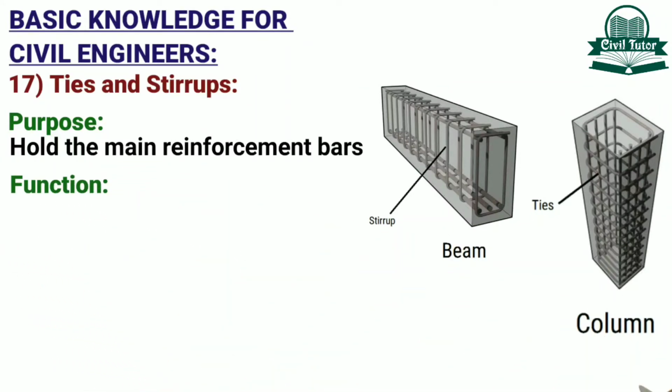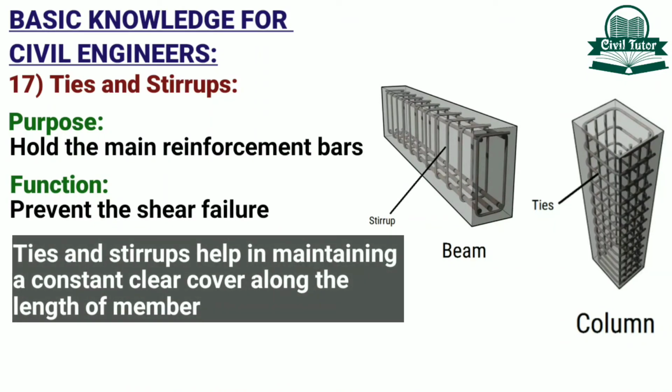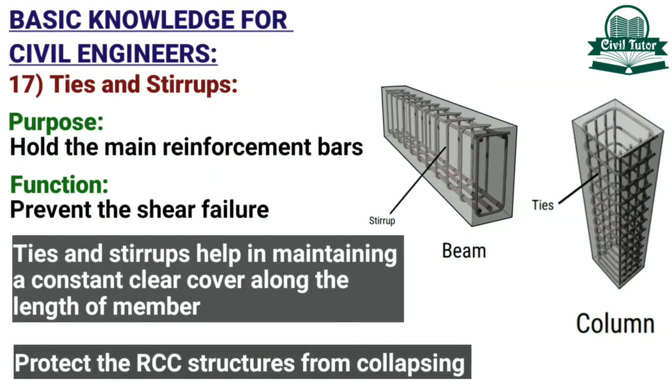The function of stirrups is also to prevent the shear failure in beams. The ties and stirrups help in maintaining a constant clear cover along the length of member. In addition, they protect the RCC structures from collapsing while encountering seismic forces.